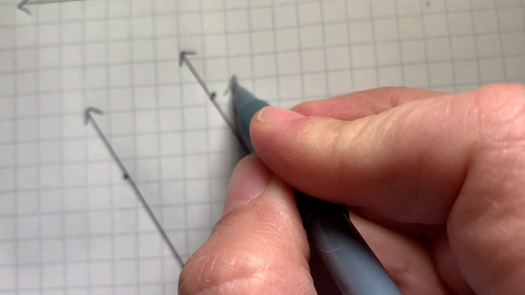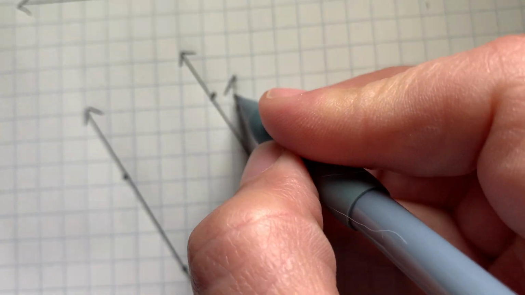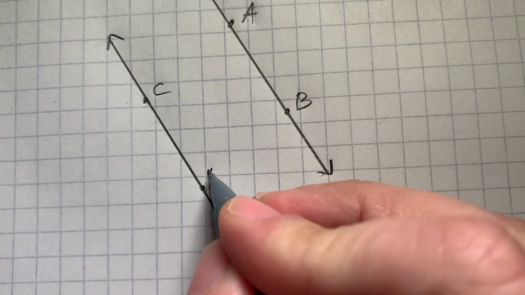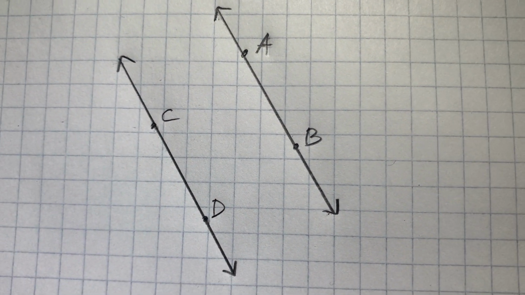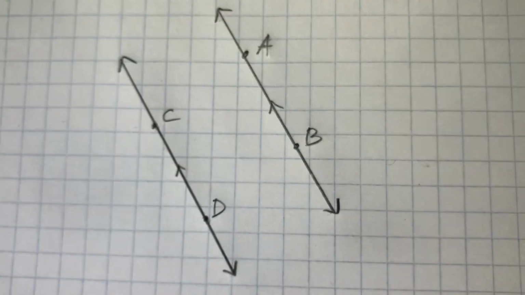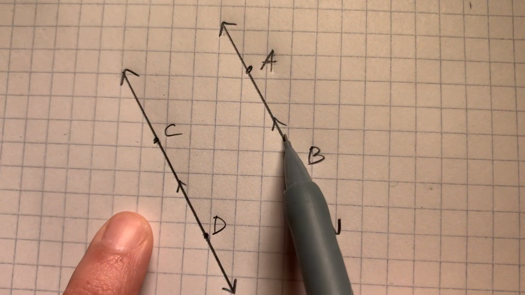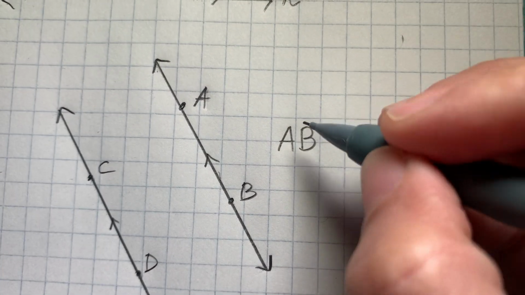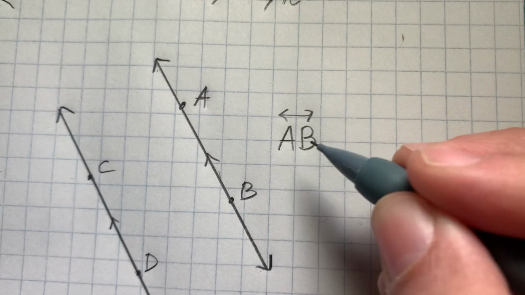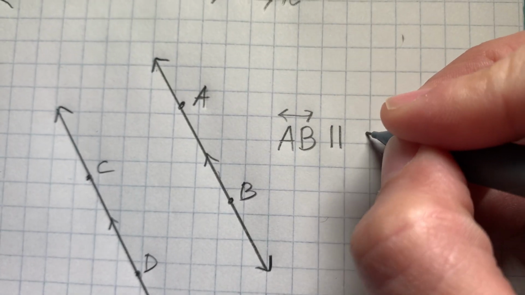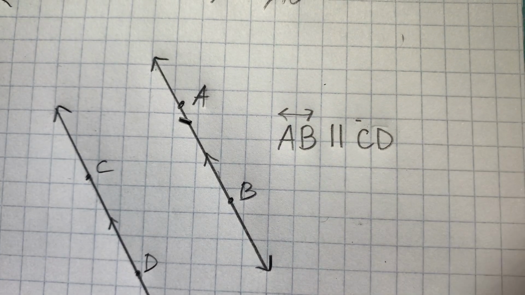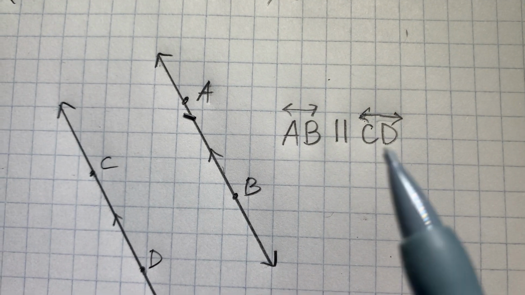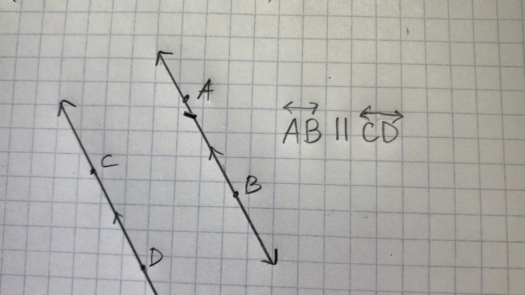I'm gonna give this line 2 points, A and B, and we'll give this line 2 points, C and D. So again, these are parallel. Drawing on the lines, I can use these two little arrows, or I can use geometric notation and say that line AB is parallel to line CD.